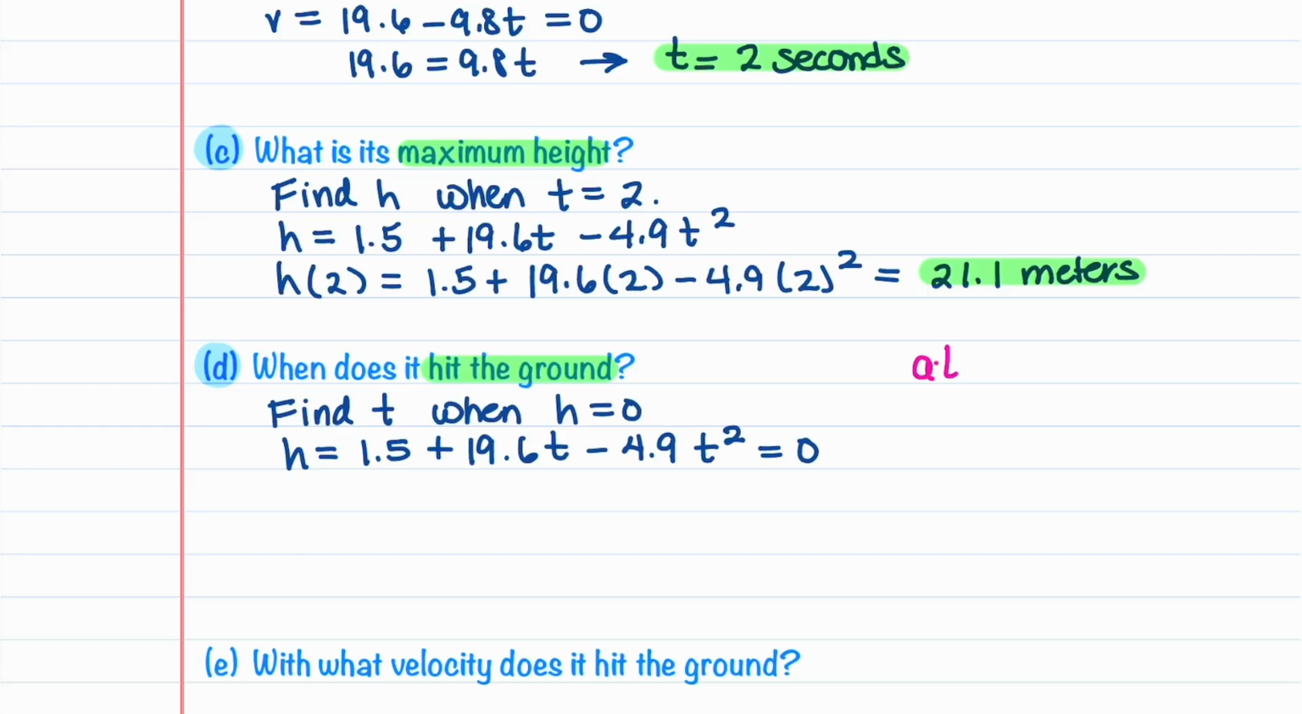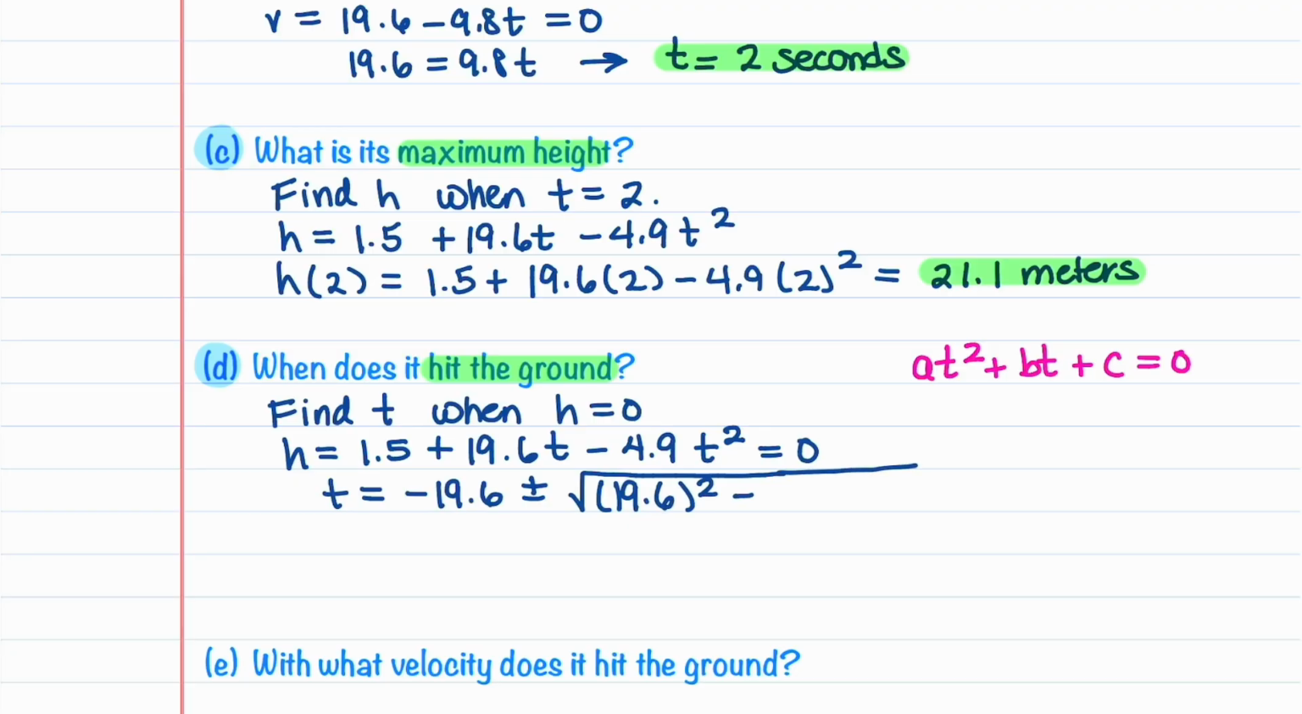and you can think of the quadratic as at squared plus bt plus c is equal to 0. So t is equal to minus b, so that's minus 19.6, plus or minus the square root of b squared, so we have 19.6 squared, minus 4 times a, which is 1.5, times c, which is minus 4.9. You have to be a little careful with the negatives. And we're going to divide all of this by 2 times a, which is 1.5.